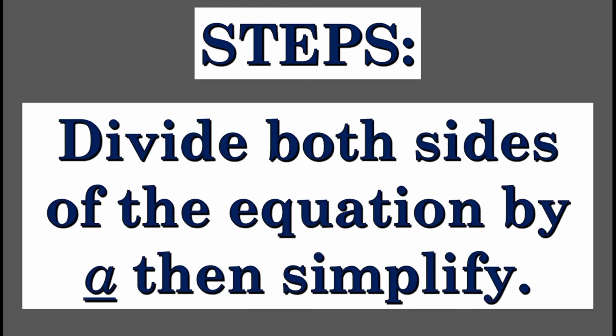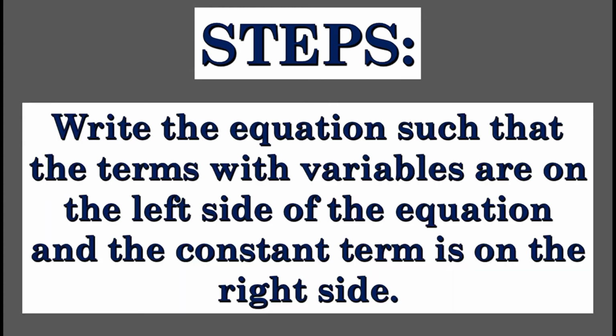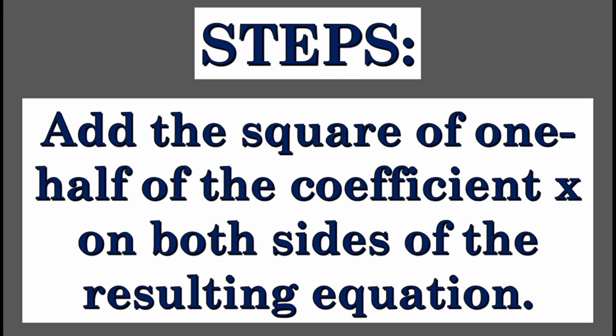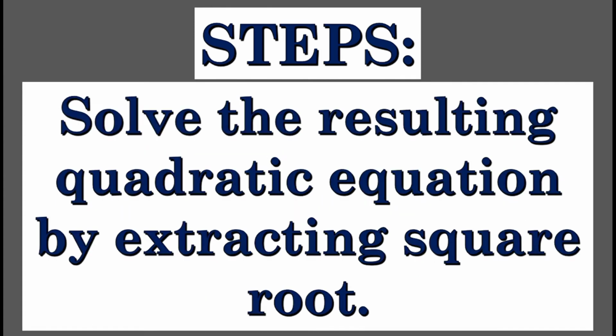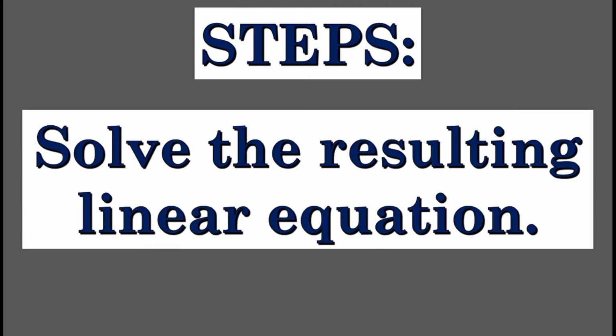These are the steps in completing the square. Divide both sides of the equation by a, then simplify. Write the equation such that the terms with variables are on the left side of the equation and the constant term is on the right side. Add the square of 1/2 of the coefficient x on both sides of the equation. Express the perfect square trinomial on the left side of the equation as a square of a binomial. Solve the resulting quadratic equation by extracting square root. And lastly, solve the resulting linear equation.